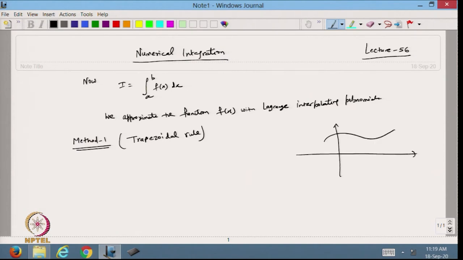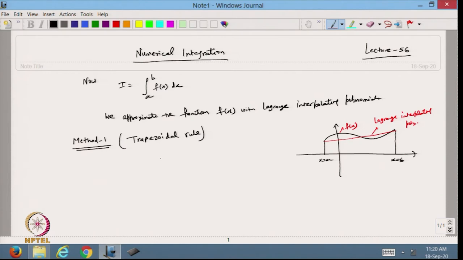In this case, suppose some function is given to me. This is x equal to a and this is x equal to b. Now I approximate this function f(x) with a linear function, the Lagrange interpolating polynomial, and I am considering that I know the value of the function at this point and this point.